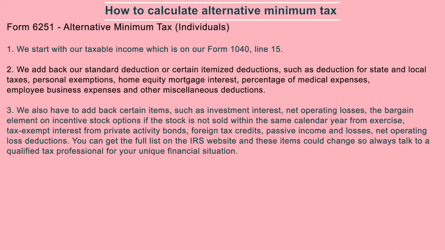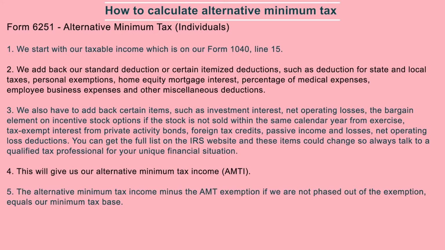3. We also have to add back certain items, such as investment interest, net operating losses, the bargain element on incentive stock options if the stock is not sold within the same calendar year from exercise, tax-exempt interest from private activity bonds, foreign tax credits, passive income and losses, and net operating loss deduction. You can get a full list on the IRS website, and these items could change, so always talk to a qualified tax professional for your unique financial situation. 4. This will give us our alternative minimum tax income, AMTI.